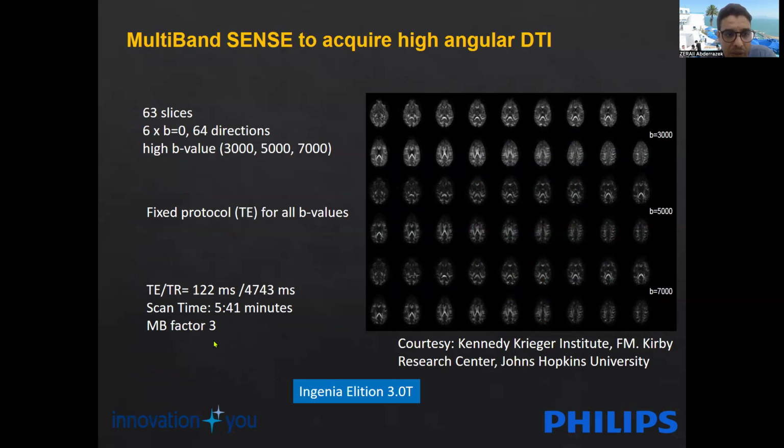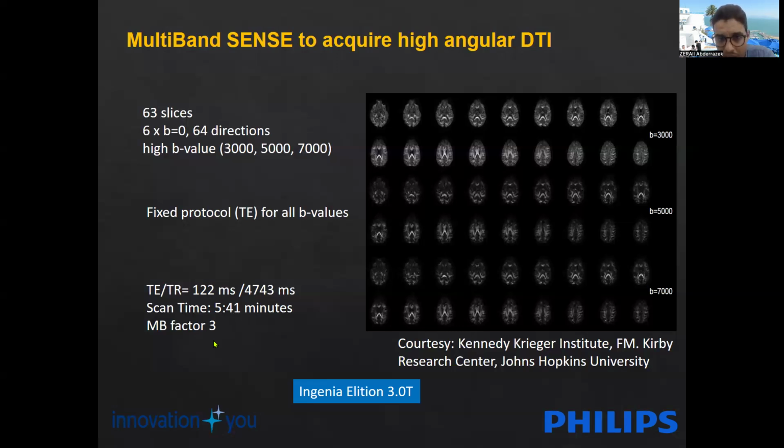This is an example which used 63 slices to do diffusion tensor imaging, with a low b-value and 6 B0 images, and 64 directions for high b-values like 300 and 700. So fix the protocol with the same TE for all b-values. Here you find the different parameters, TE around 100 milliseconds and TR around 5,000 milliseconds. The scan time is around 6 minutes, using a multiband factor.